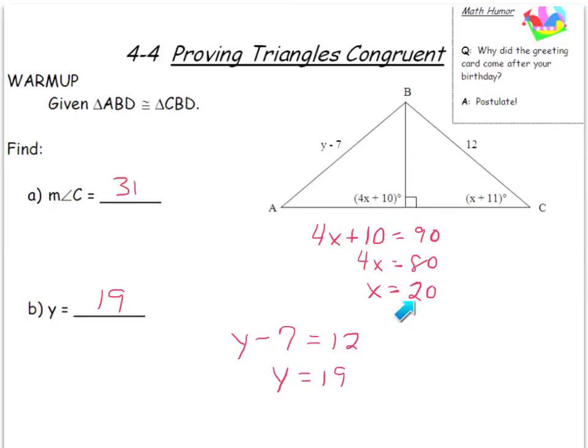Set it equal to 90. Solve, you get X is 20. Once you get the 20, you throw it back in there, and that's how you get your 31. For Y, we know that AB and BC are congruent because AB and BC are indeed congruent there. We set them equal to each other, and we added the 7, and you ended up getting 19 for the Y.